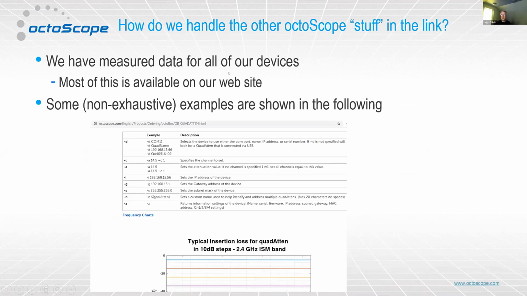Then there are these other things in the link budget when we put it all together. I'll talk about in a little bit what those things are, what the other stuff is. But the point that I want to make here is that we have measured all of those. And actually, most of this information is just available directly on our website. I've got one example here. If you were to look at our attenuator, for example, you can see here at the bottom that we've got measurements for the loss due to that attenuator in 10 dB steps. And this is in the 2.4 gigahertz band. We do it in the 5 gigahertz band. We do it all over the place. So we have all this information available.